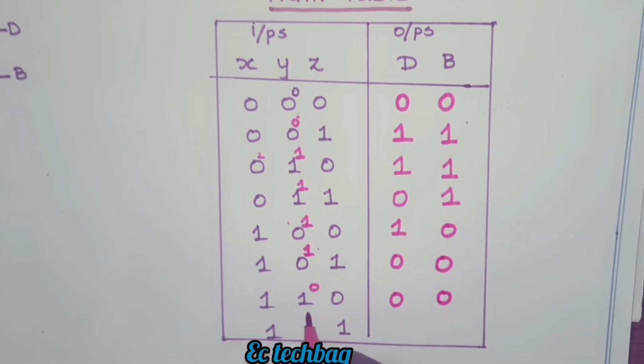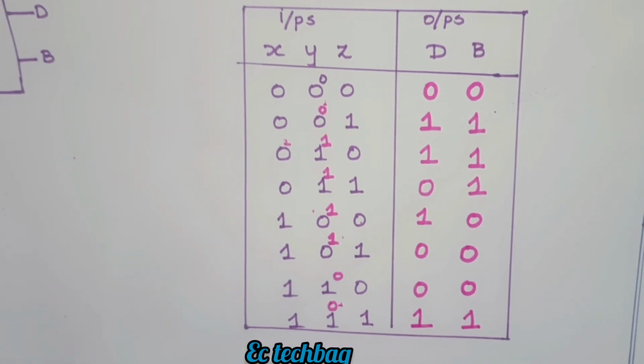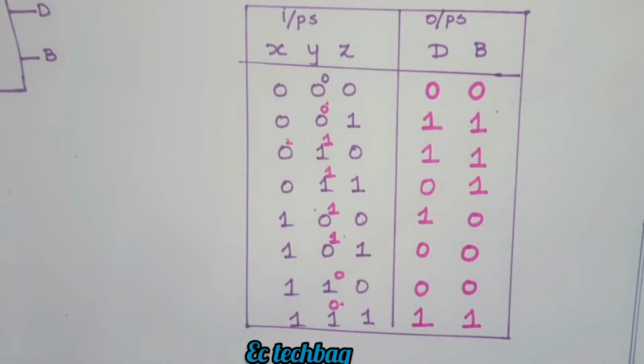1 minus 1, 0. 0 minus 1, 1 cannot be subtracted from 0, so you have to take a borrow. So borrow output is 1. You are taking borrow from the next bit, so here it becomes 2. 2 minus 1, 1. So this is the truth table of full subtractor. Next, we have to write the Boolean expression for difference and borrow.